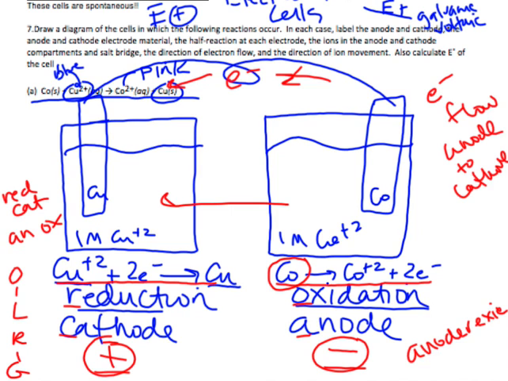What's happening to the solution's color? Just look at this half reaction. You're taking solid cobalt, and what are you making? Cobalt plus 2. Cobalt plus 2 in solution is pink. What's happening to the solution? It's getting more and more pink.